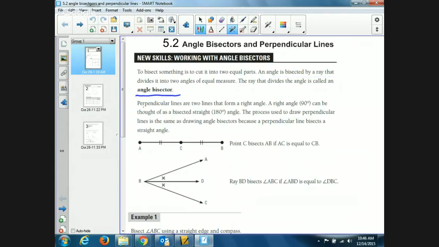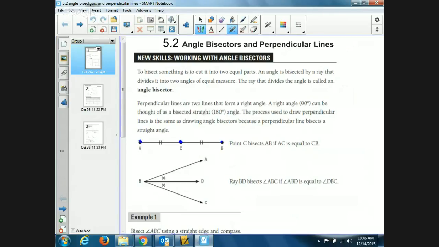Perpendicular lines are two lines that form a right angle. Sort of an upside down T, or a T actually. A right angle, 90 degrees, can be thought of as a bisected straight 180 degree angle. The process used to draw perpendicular lines is the same as drawing angle bisectors, because a perpendicular line bisects a straight angle. So there you go, straight angle.